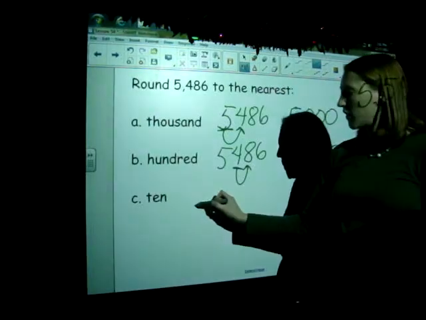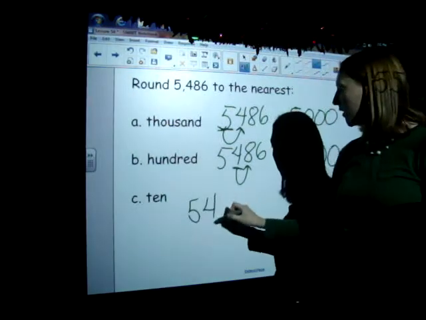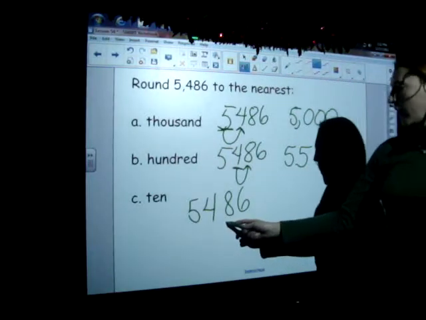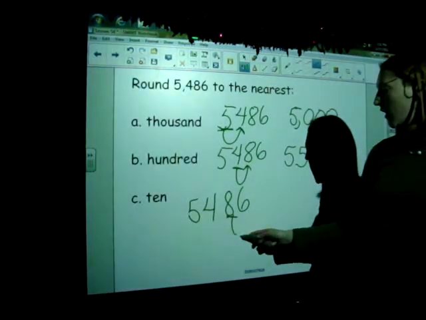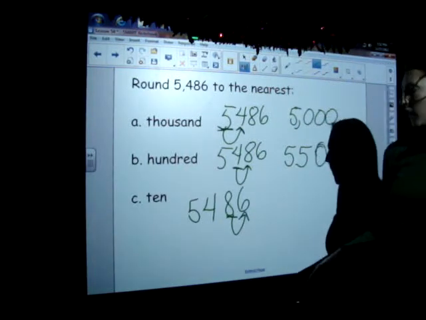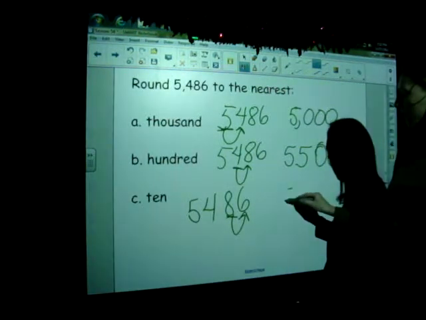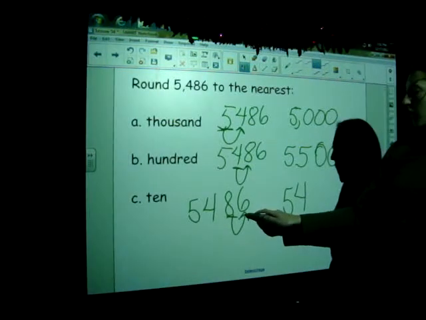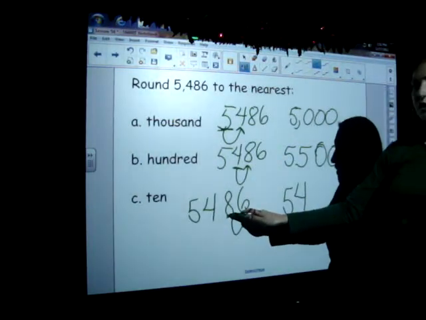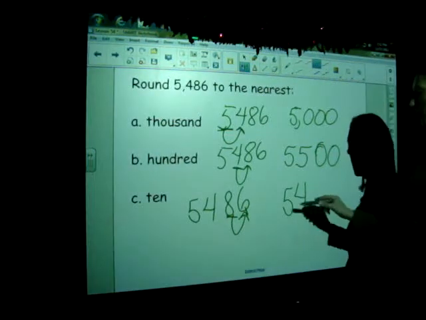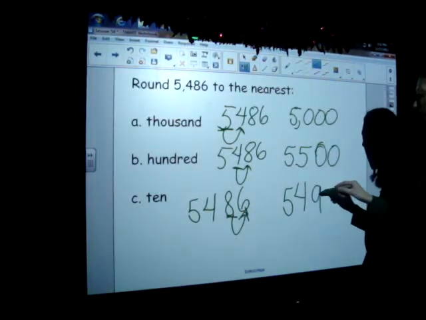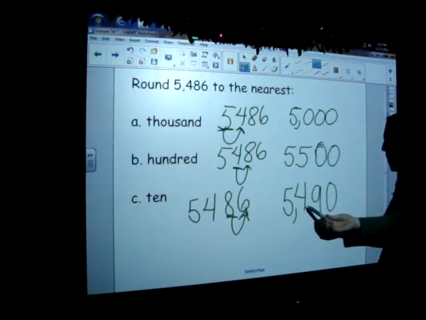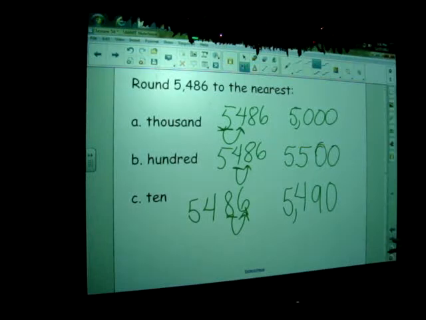Now let's round it to the nearest tens. Again, rewrite your number and underline the digit in the tens. You should underline the 8. Draw an arrow next door. Rewrite everything you don't use, so 5,400. Here we have 6. 6 tells me to round the 8 up. So 8 becomes a 9, everything else a 0. So when I round to the tens, my number is 5,490.